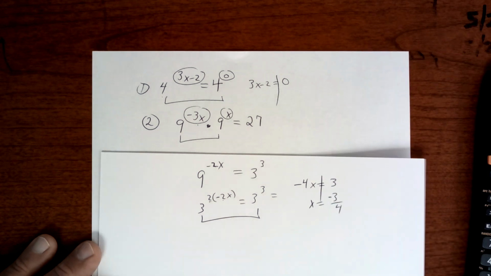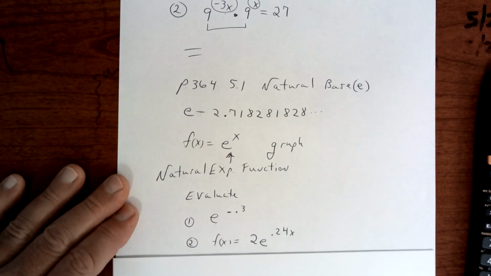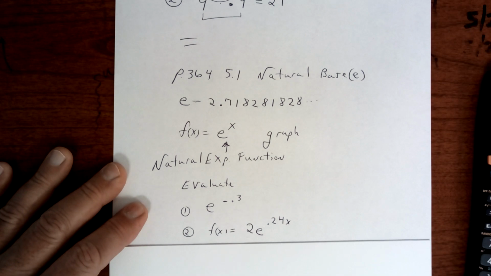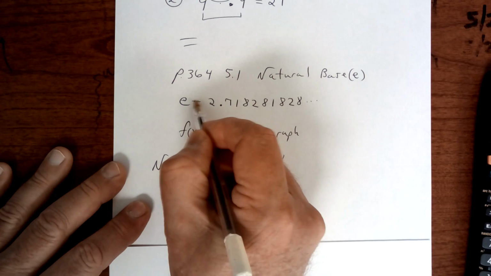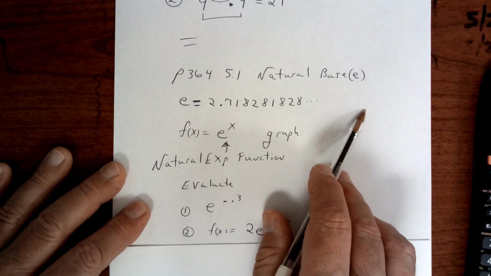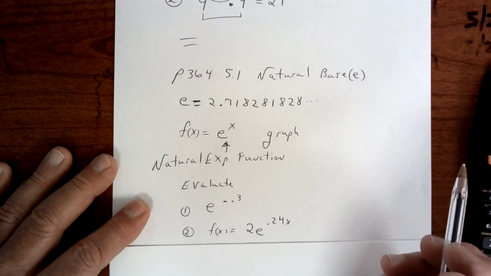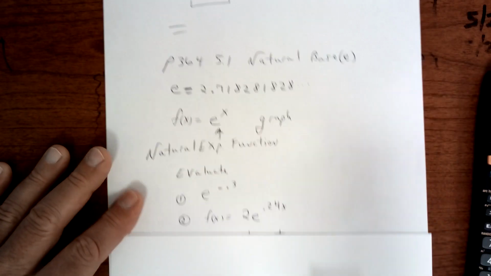Today we're talking about the natural base. Copy all of this down. Okay, so the natural base is e, and e is a number. Right here, it's irrational. It goes on forever. It's kind of like pi. Okay, so get your graphing calculator. Let's graph this one. And then we're going to evaluate this.